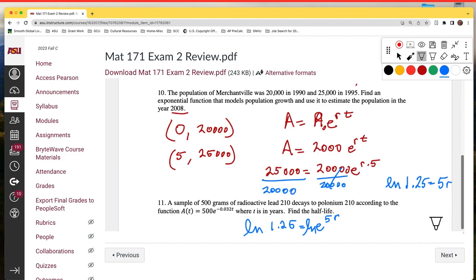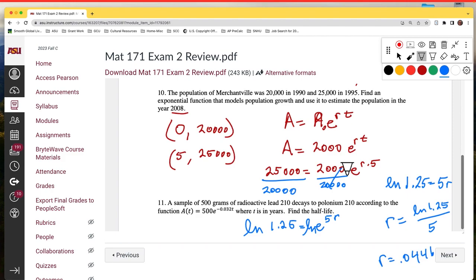Divide both sides by 5. So the r, or the rate, is going to be the natural log of 1.25 divided by 5. And so we could plug that in. Natural log of 1.25 parentheses divided by 5. I get 0.0446. Incidentally, that's about a 4.46% growth rate, right?